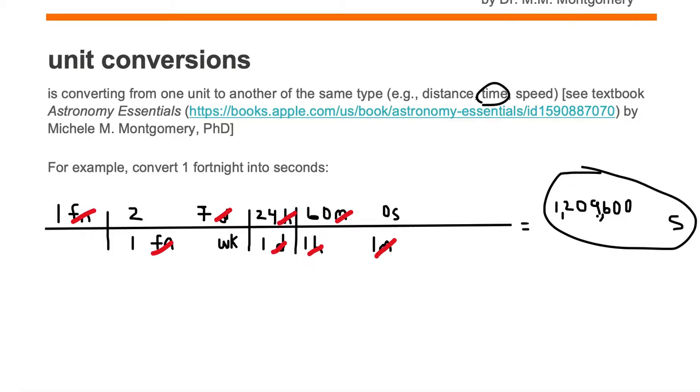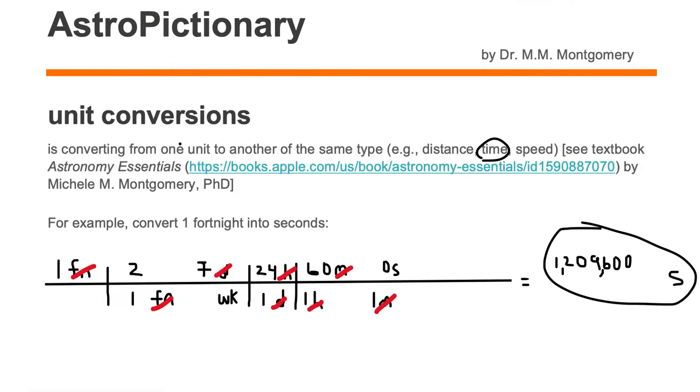There are 1,209,600 seconds in 1 fortnight. This is what we mean and is an example of a unit conversion. We're converting from fortnights into seconds.